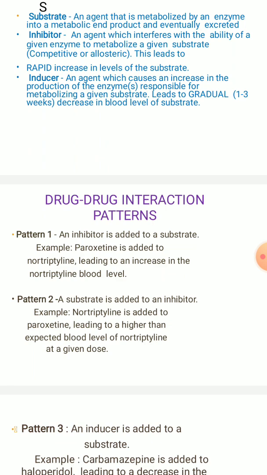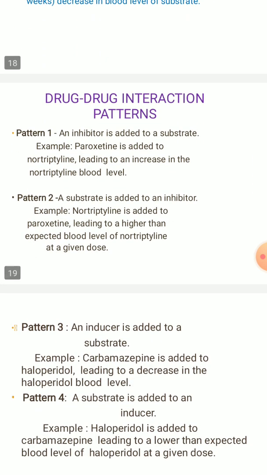So you are giving a particular dose of a particular drug, even then it is showing a higher than expected level of this nortriptyline substrate in the blood, right? This is how the drug interaction happens in pattern 1 and pattern 2.